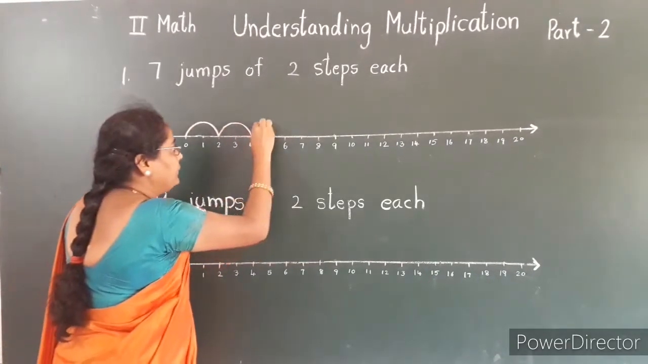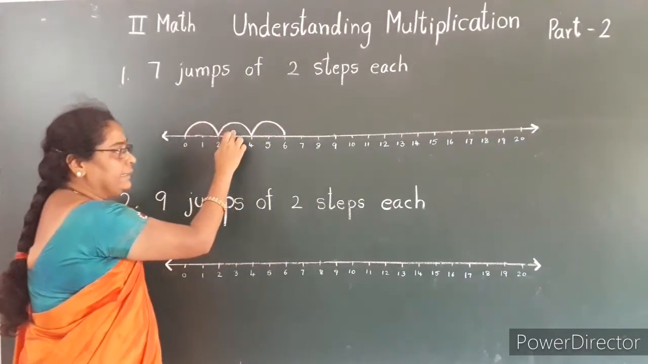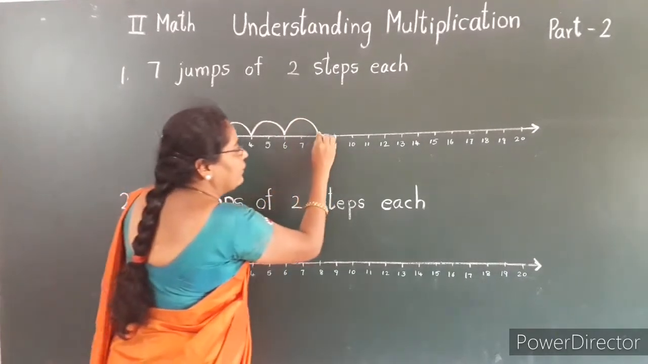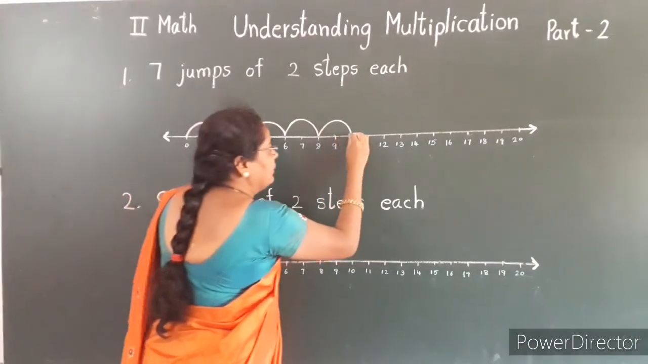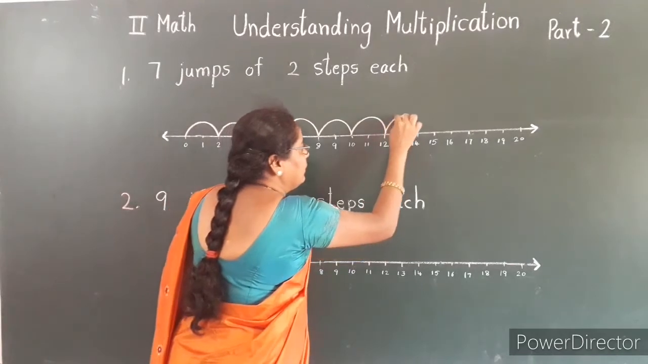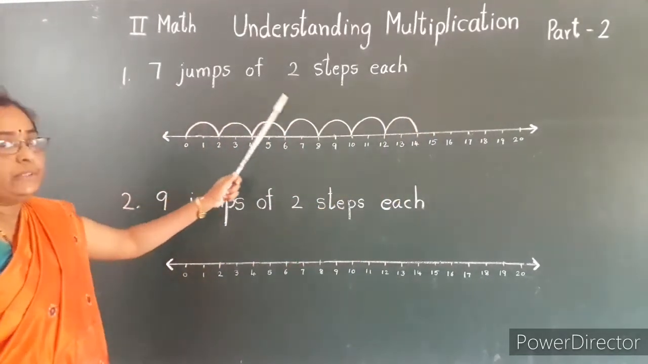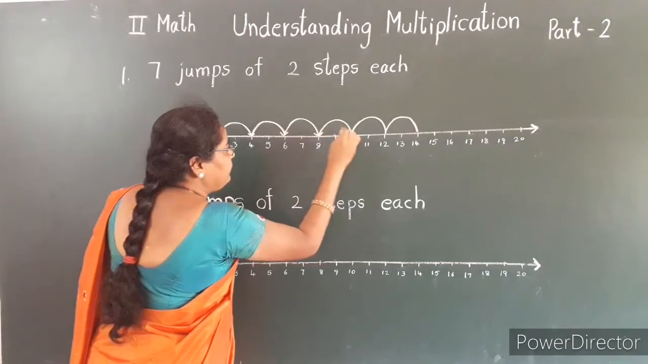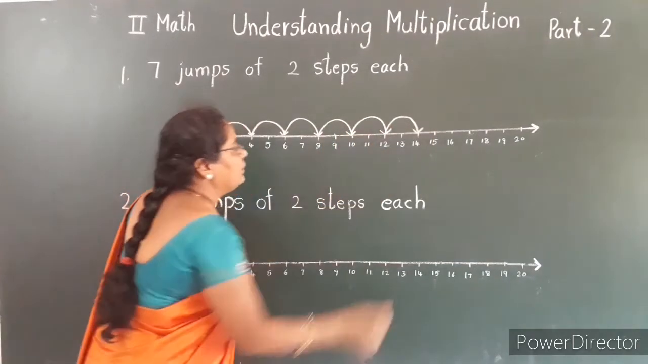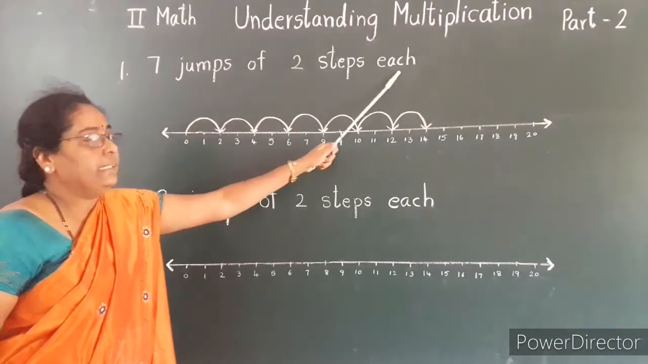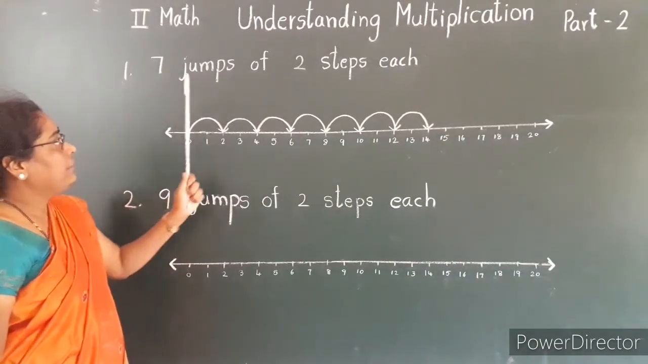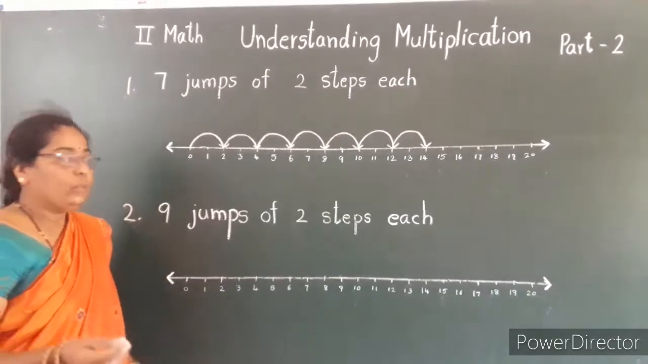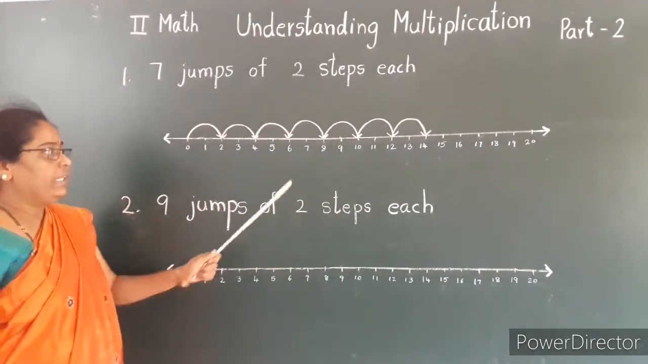Now one more jump with 2 steps. First jump, second jump, third jump, 4, 5, 6, 7. Yes, 7 jumps of 2 steps. Here you need to put arrow marks. Seven jumps of 2 steps each, or 7 twos are, or 2 sevens are. Yes, answer is 14.